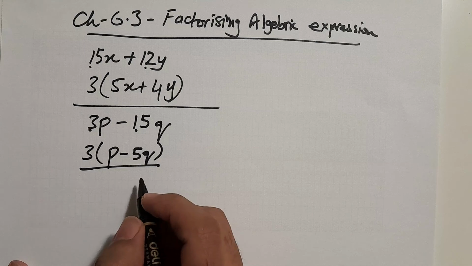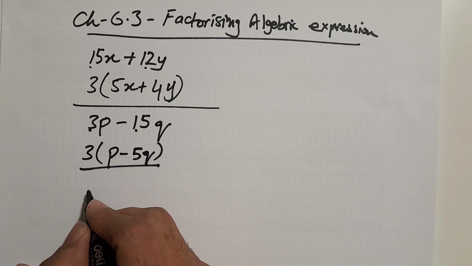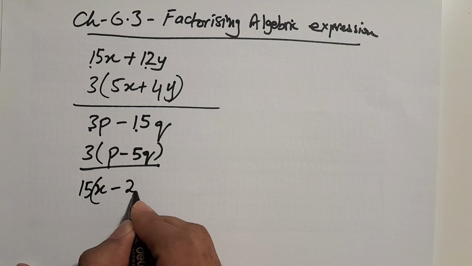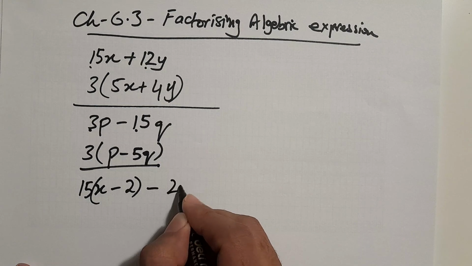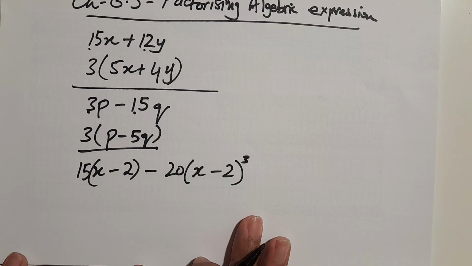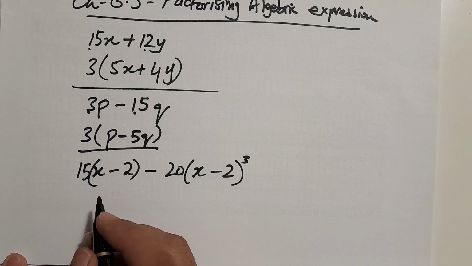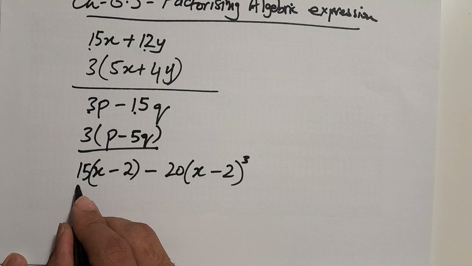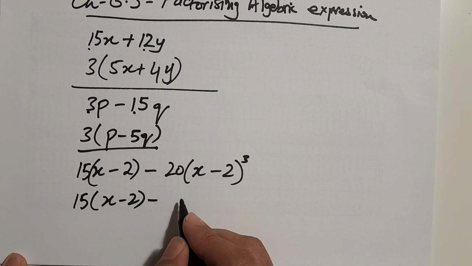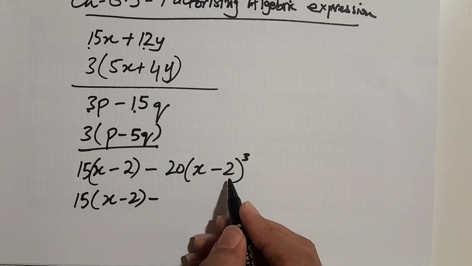Another example is if we have 15x brackets open x minus 2 brackets close minus 20 brackets open x minus 2 brackets close cubed. So what we will do is expand this and write it like this: 15x brackets open x minus 2 brackets close minus 20. Here we have x minus 2 cubed.